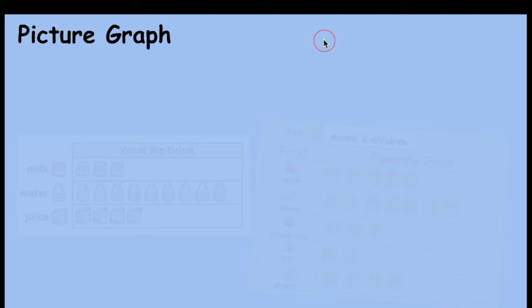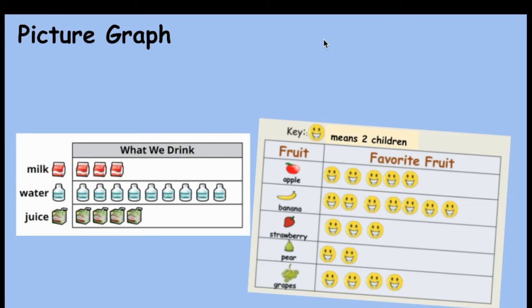Here are some other examples of picture graphs. They have a few things in common. All picture graphs have a title. This one is titled What We Drink. This one is titled Favorite Fruit. And they all have categories. So this one is milk, water, juice. Those are the options. Here, apple, banana, strawberry, pear, and grapes.